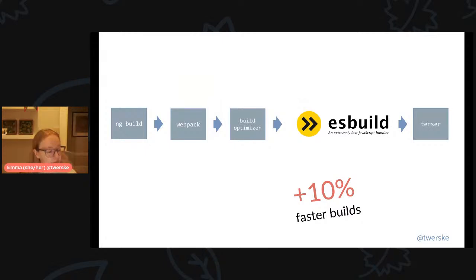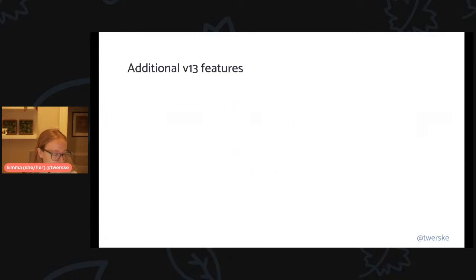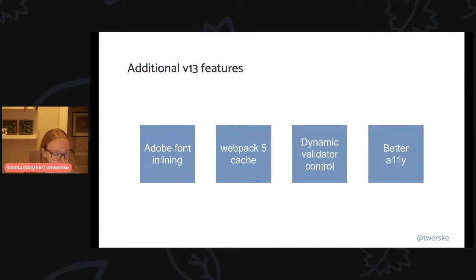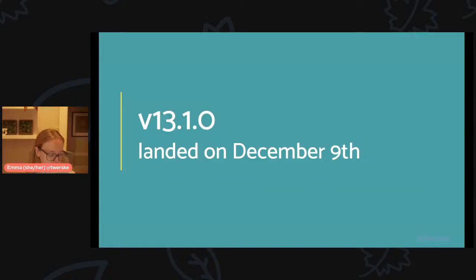And specifically, the build process with ESBuild is now improved to 10% faster builds. So we've removed the build optimizer and Babel transform and replaced it with Babel transform. So that's a 10% faster build. Again, this is all just like in the ng update. So version 13 has a lot of cool stuff. Additionally, there's Adobe font inlining, Webpack 5 cache, dynamic validator control, and again, that better accessibility. So a lot of cool stuff there.